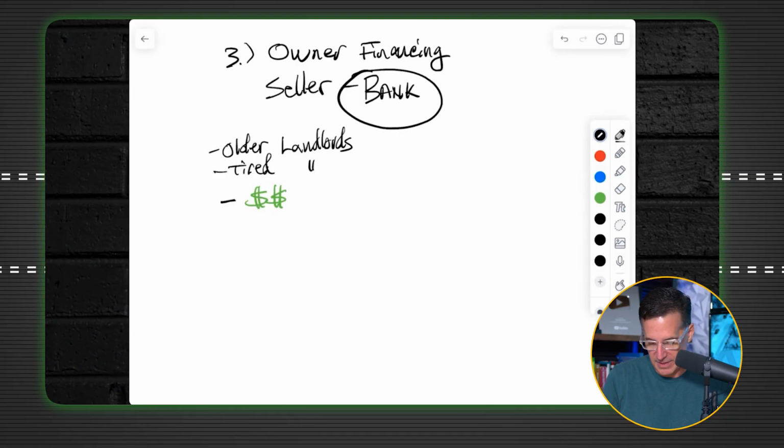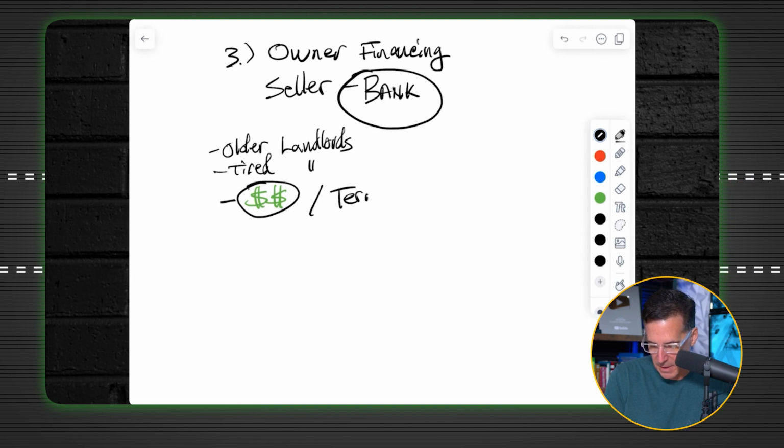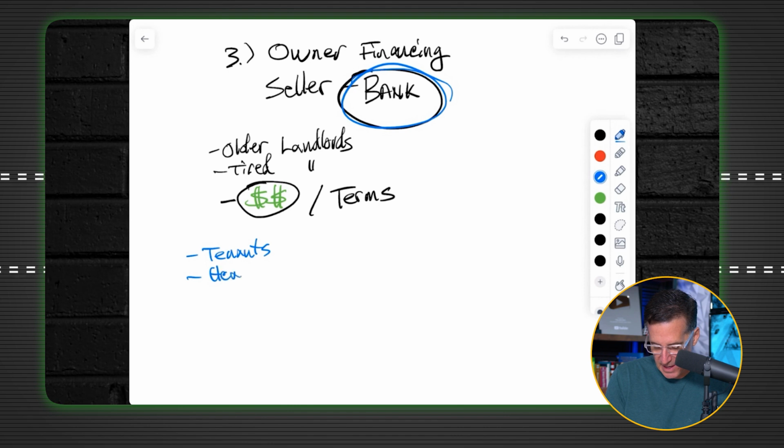Your job is to find out what they need to get rid of it. They typically want that dollar amount. Why are we so attractive to them? Because we can give them that dollar amount in exchange for the right terms. It's that simple. So what I'm going to try to do is convince them to be the bank. How do I do that? Well, let's think about what their problems are. Tenants. They get headaches. Repairs. Uncertainty.